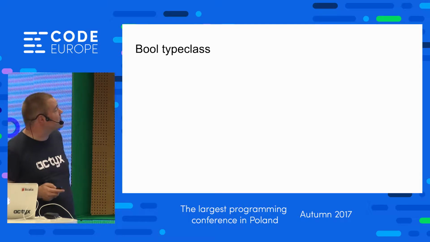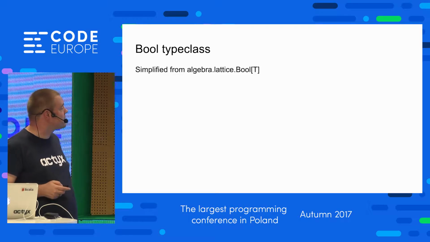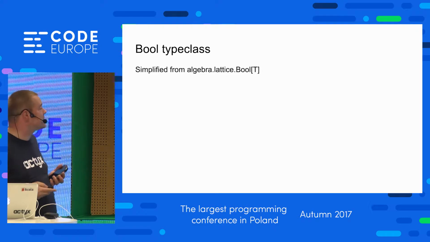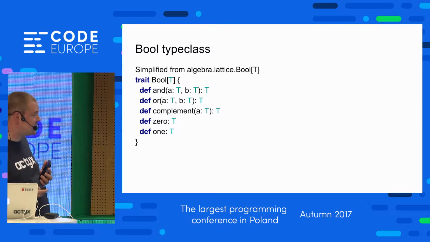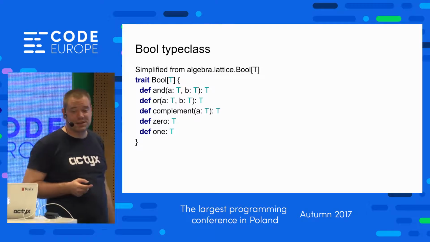This, by the way, exactly corresponds to something called the bool type class in a Scala library called algebra. It's a very common thing. It also exists in other languages like Haskell. And this has exactly those operations. They've got names: and, or, and complement is negation.